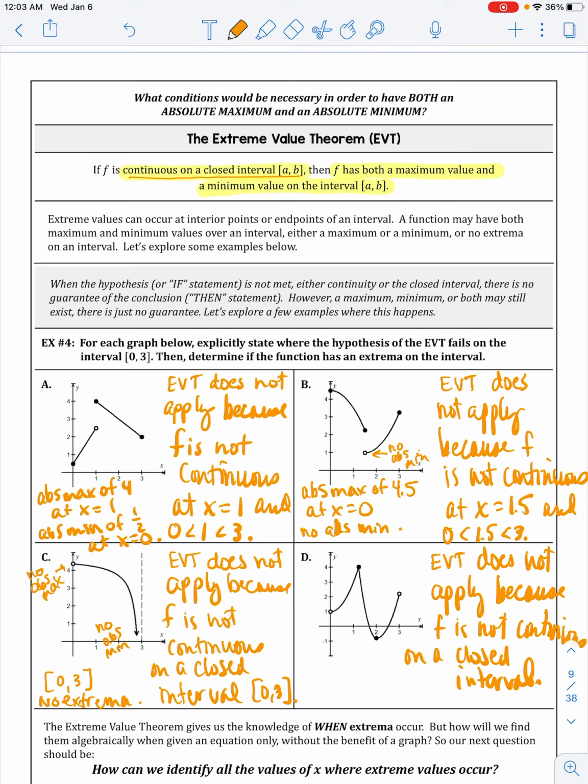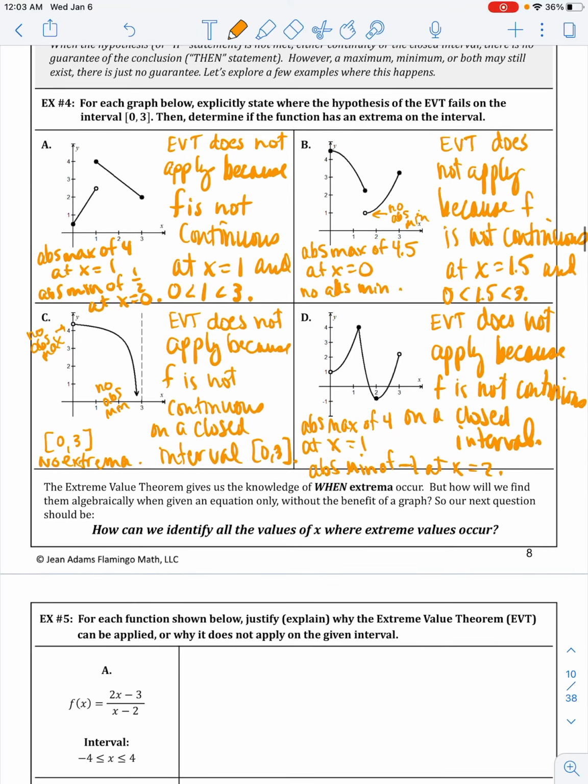For this one, though, it does have the absolute max of, I'm going to say approximately 4 at x equals 1, and it has an absolute min of -1, let's say, at x equals 2. So this one does have extrema, even though the extreme value theorem, again, did not apply.